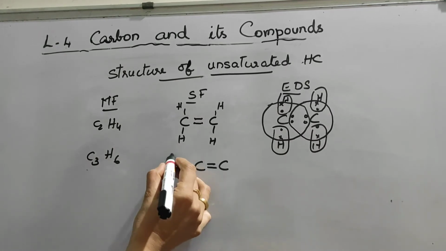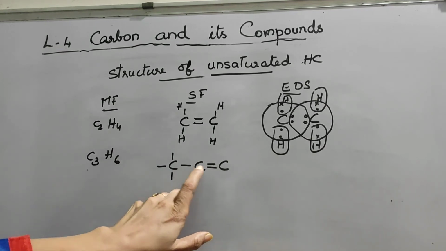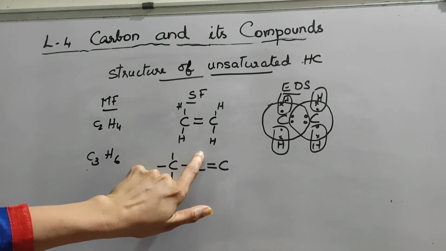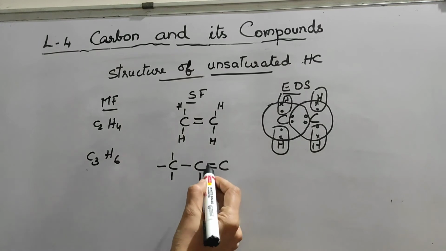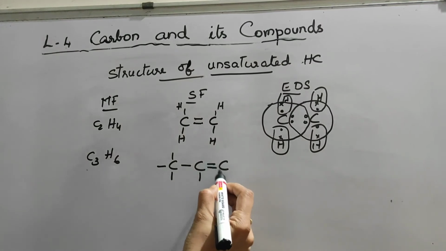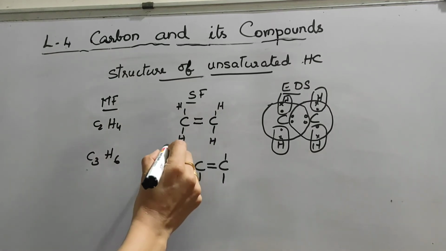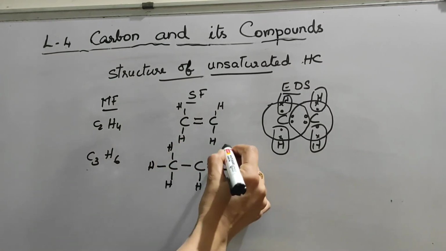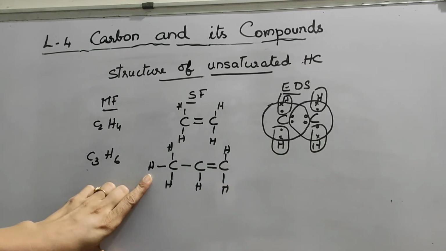Here 1, 2, 3, 4. Look at the second carbon: 1, 2, 3. Then one more is needed. We can put it either upside or downward. I am going to put it downward only. Now look, third carbon: 1, 2, 3, 4. Fill the hydrogen: 1, 2, 3, 4, 5, 6. 6 hydrogen. Same way we have to mention the electron dot structure.